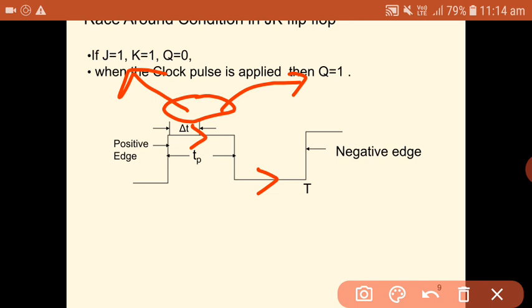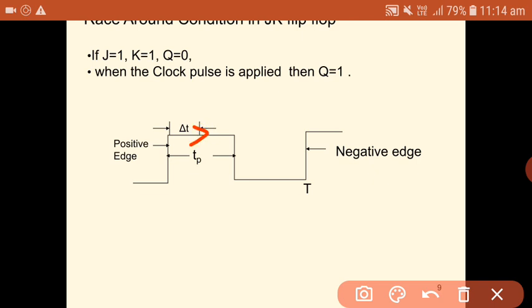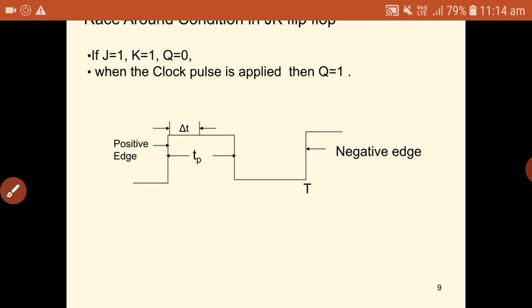Now I am considering, let us say, positive level triggering. So whatever the changes that are made in the input during this instant of time, that will be reflected in the output. That is the meaning of positive level triggering. After delta t instant of time only, you will be getting the output. Let us say Tp is the time duration for which the clock pulse is high. So during this time, whatever the input changes are there, will be reflected in the output.